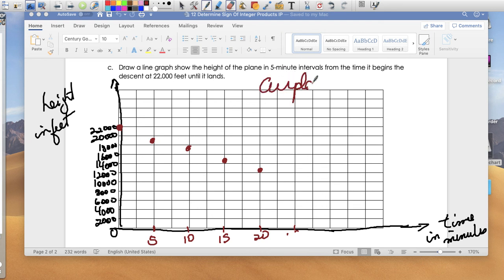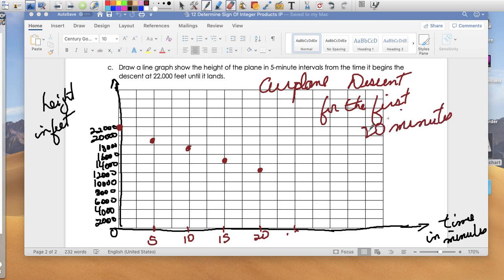Airplane descent for the first 20 minutes. Okay, so there's your title. So you label your x-axis, your y-axis. Your intervals are good here, up and down. They're the same. We're going by 2000s. On the x-axis, every 2 boxes represents 5 minutes, and we have a title. So we're good, and that's it.